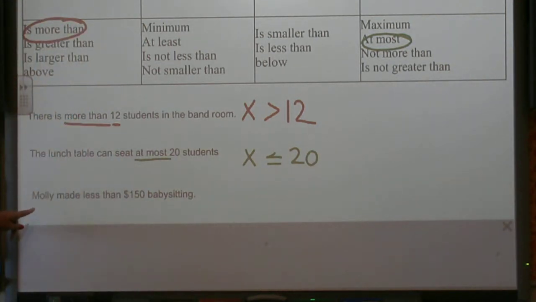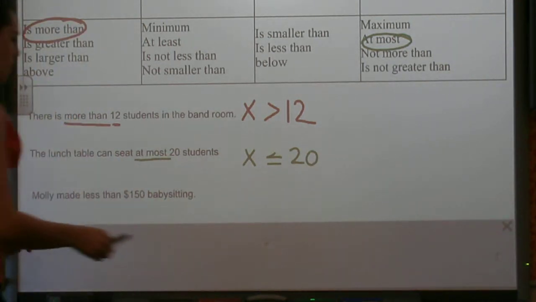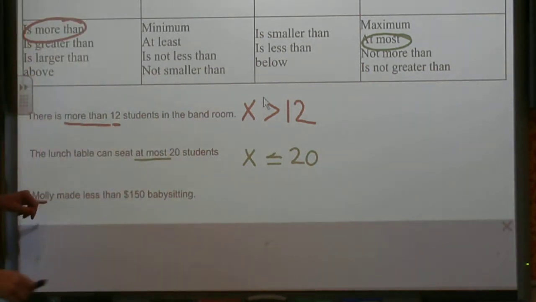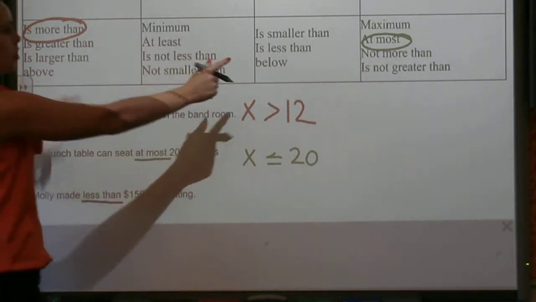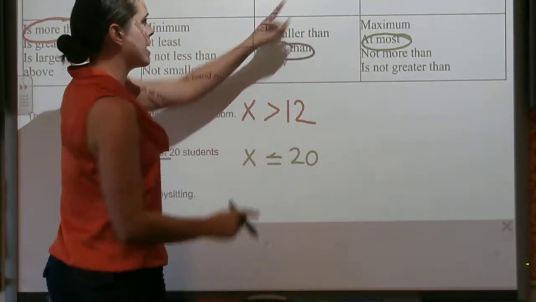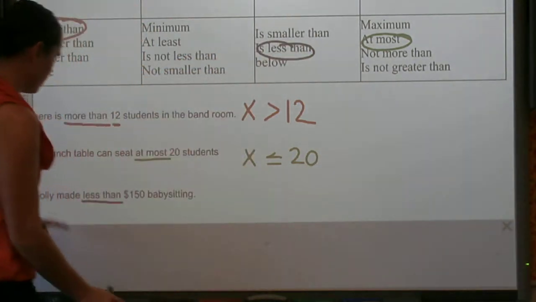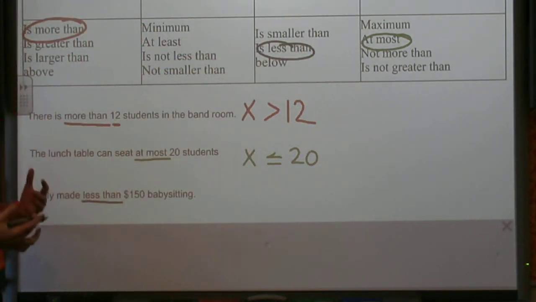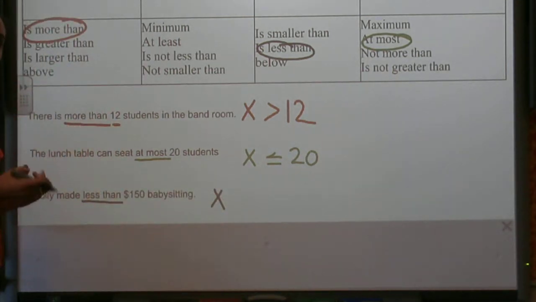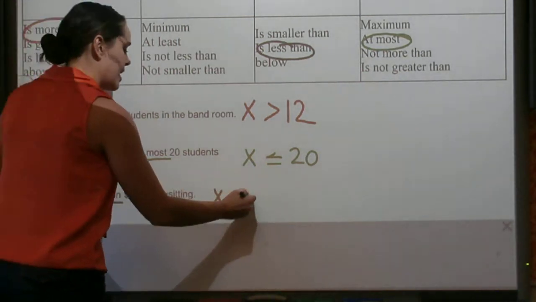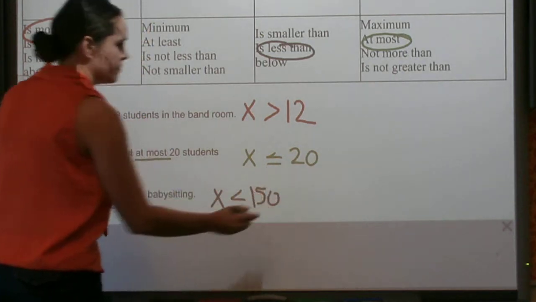All right, Molly made less than $150 babysitting. Molly made less than, so we have our terminology less than. I'm going to look up here in my chart. Is less than goes with our less than symbol. So we're not sure how much money she did make, so we're going to assign a variable. But we do know that she made less than $150.